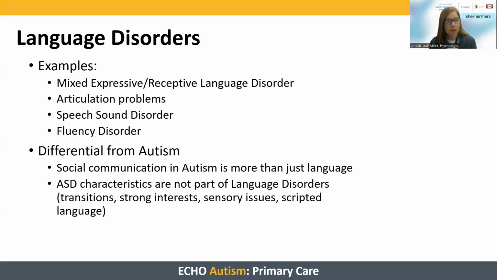Some autism characteristics, like difficulty with transitions, having really strong interests, having sensory issues, or scripted language like echolalia, are not really part of just a language disorder. I'll talk about echolalia in a minute, and Kate Bowser can also chime in if that'd be helpful. But those autism characteristics, you just don't usually see them as just part of regular language delay or language disorder.